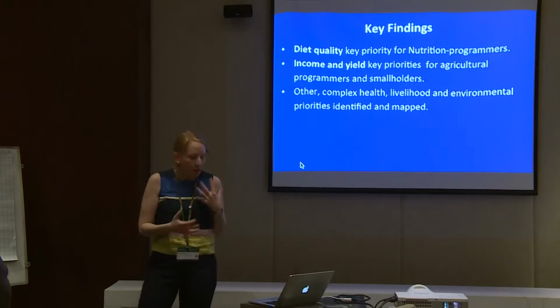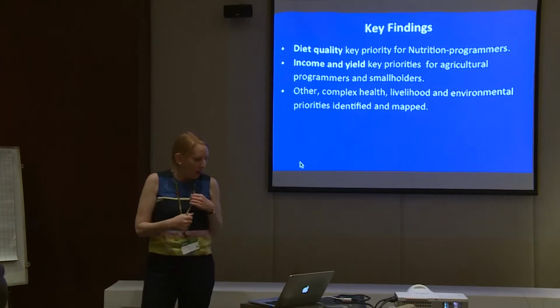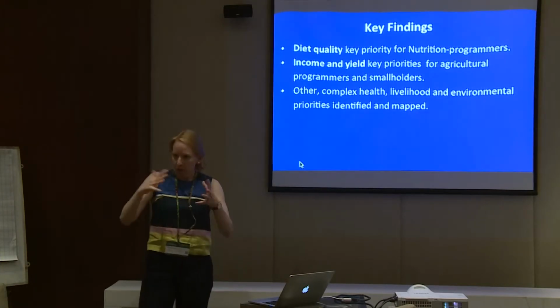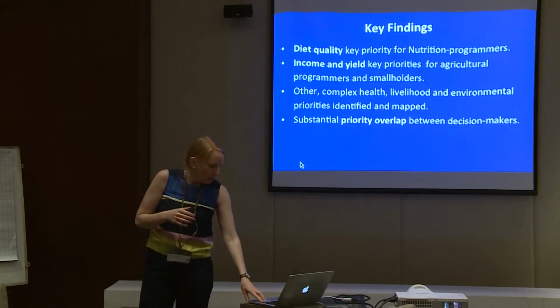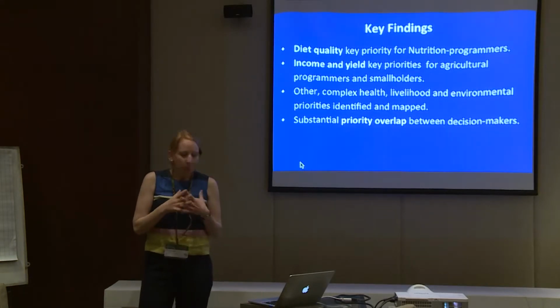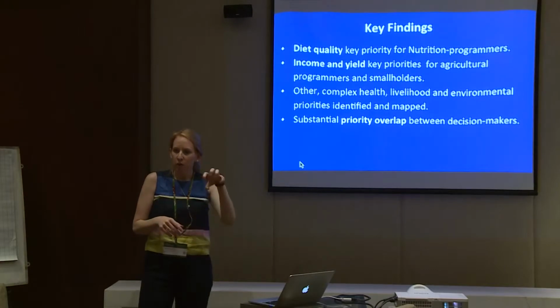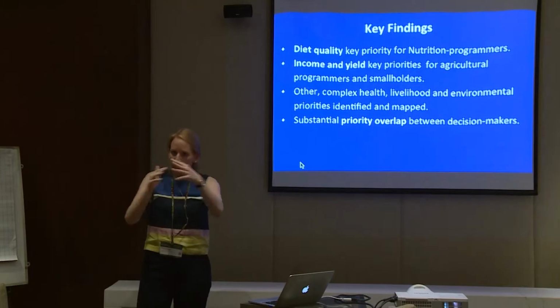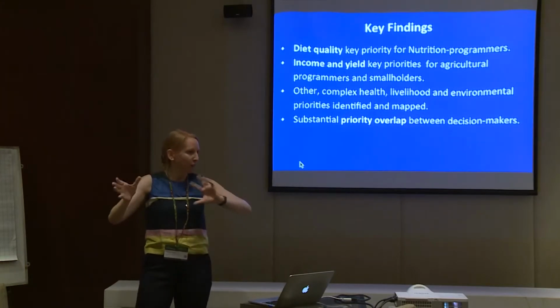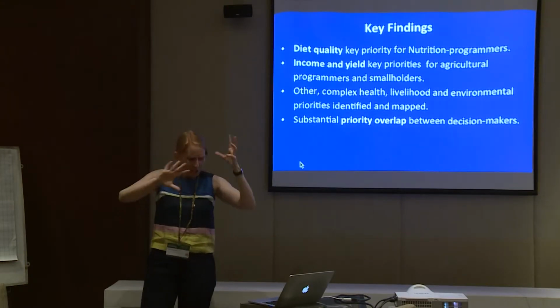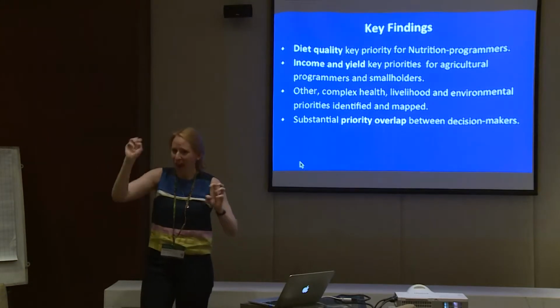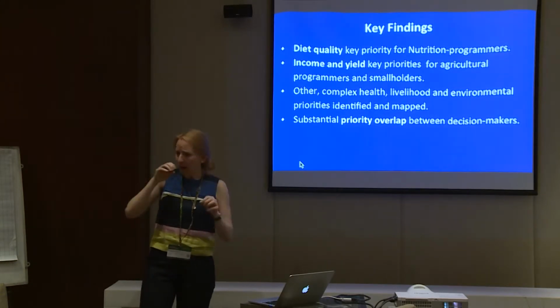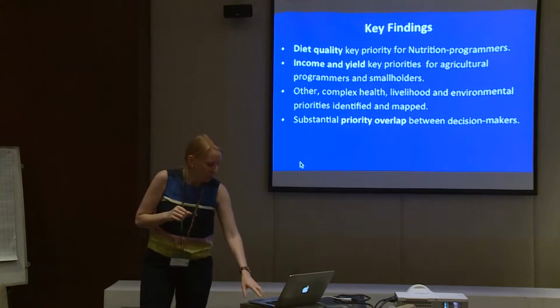There were many other priorities or criteria that came in as well, and they were mapped and identified through this process. There was a lot of overlap between decision makers, so it didn't just mean that nutritionists only cared about nutrition and ag people only cared about ag. There was a lot of overlap, and we tried to capture that. I won't share it today, but there's a big, very messy conceptual framework we had to try and break apart and understand where there was overlap.